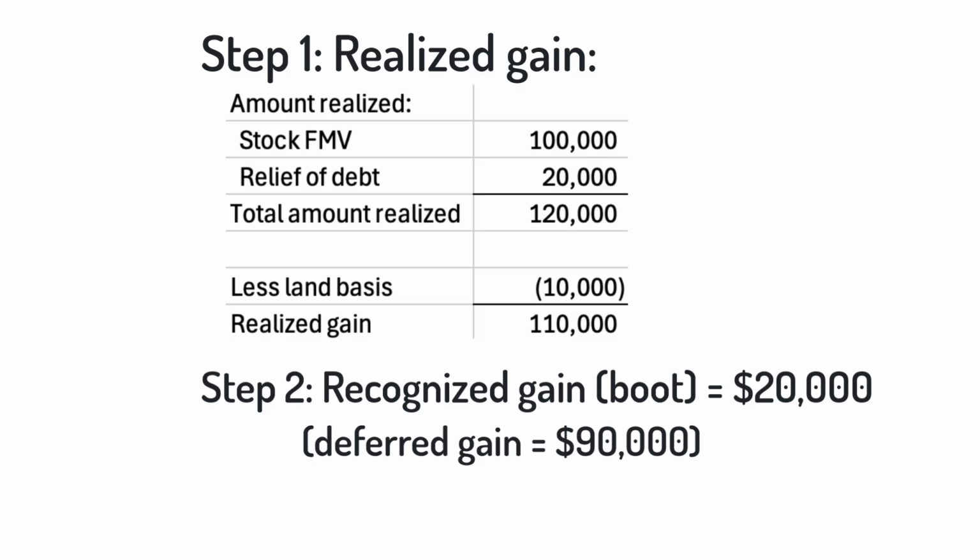And remember our deferred gain when we incorporated? It was $90,000. So the recognized gain of the stock sale matches the deferred gain on the incorporation.